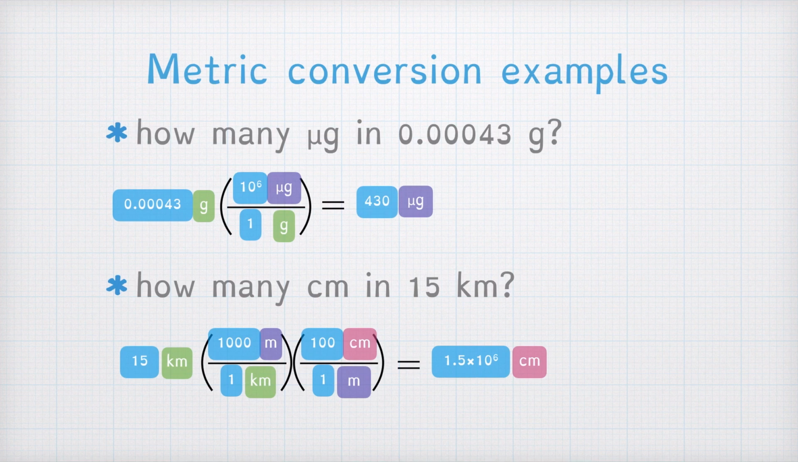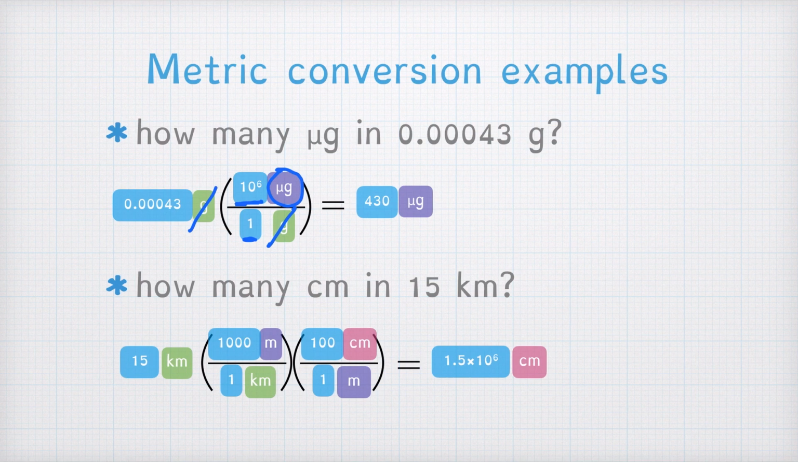And this is where you need to have those conversions memorized for the metric system. I like to say that there are lots of little things in one big thing. So I would say that 1 gram is equal to 10 to the 6th micrograms. In this way, the grams will cancel. I'm left with micrograms, and when I multiply it out, I get an answer of 430 micrograms.